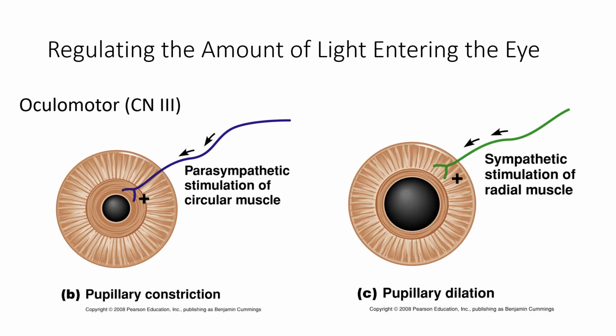The oculomotor nerve, which is cranial nerve number 3. Remember, cranial nerves are nerves that come directly off of the brain. Very important nerve when it comes to the eye. It controls 4 of the 6 extrinsic eye muscles, but it also controls the functioning of the 2 muscles that are found within the eye, the 2 intrinsic muscles.